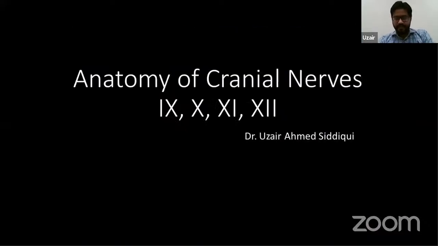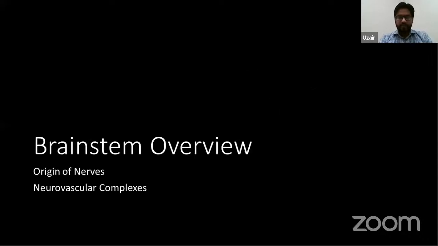I am going to present the anatomy of the lower 4 cranial nerves. But before we proceed to the anatomy of the cranial nerves, let us have an overview of the brainstem, because the brainstem is the place from where all these cranial nerves arise, and obviously we are going to have an overview of the neurovascular complexes of the brainstem as well.